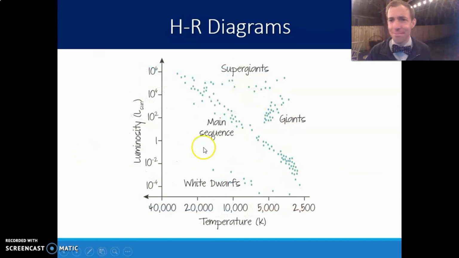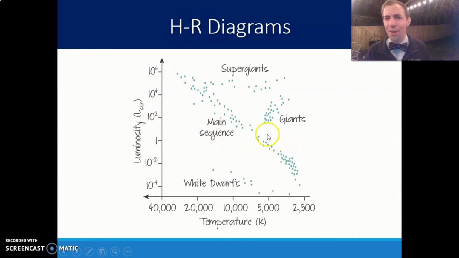Here's another version of that same diagram. You'll see each of these stars represented by a dot. For the record, this is not all the stars. If it was all the stars, there would be many, many more dots. But we see that as we continue adding stars to this chart, they are always following these same patterns.